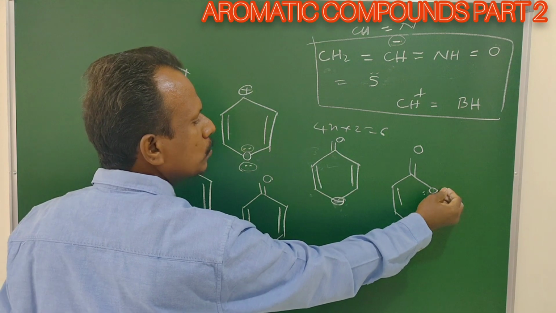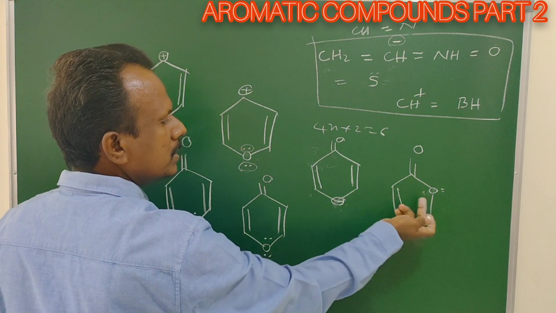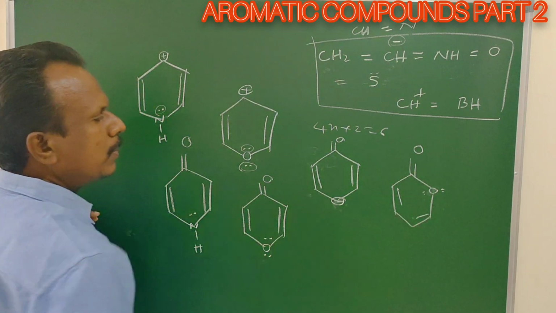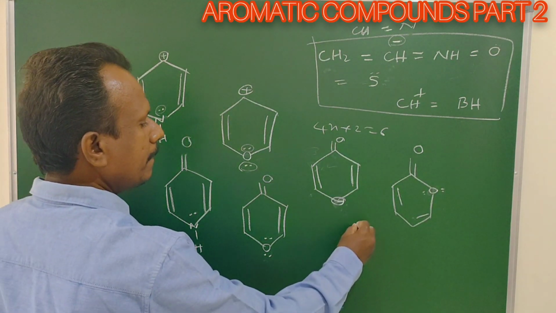Having two lone pairs, one is localized, another is delocalized. Delocalized electrons: 6. All are sp2 atoms, planar. By Hückel rule, it is also aromatic.